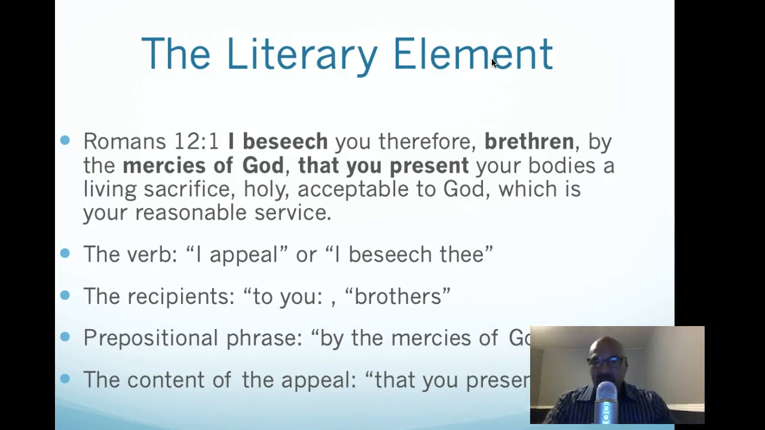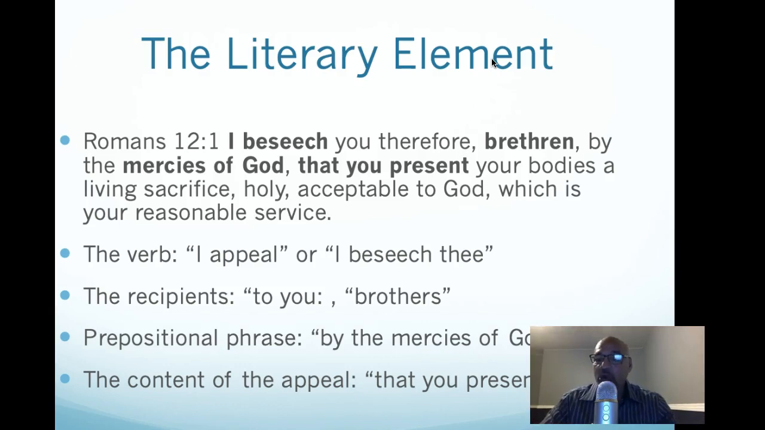Again, he's appealing to them. I'm begging you, I'm beseeching you. Who's the recipient? The brothers are the recipients of this. The preposition, by the mercies of God. In other words, that's the initiating factor of all that I'm asking you. This has given me authority to relay this message to you. A prepositional phrase, by the mercies of God. And the content is that you present your bodies a living sacrifice. These are four levels within a letter, or within the writings of Paul, that are very consistent.